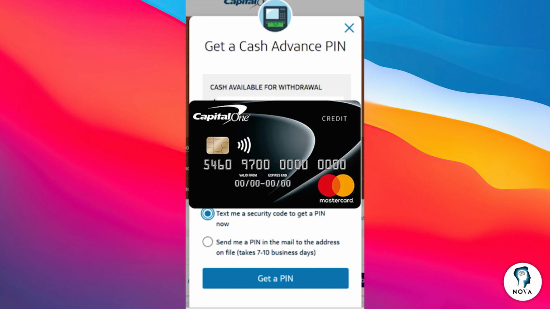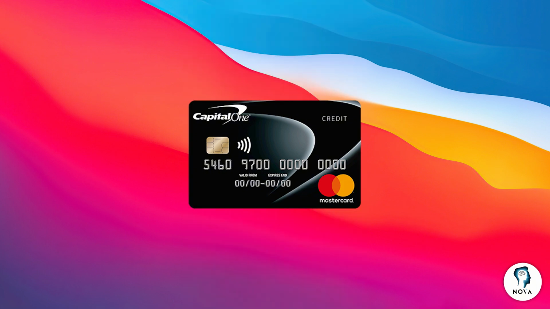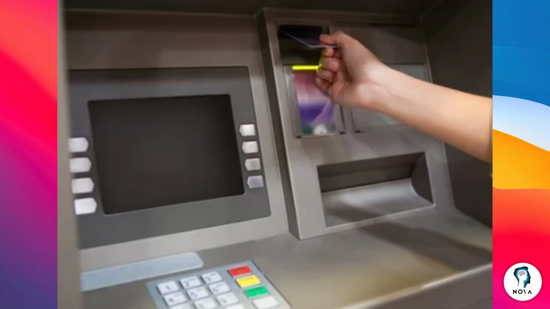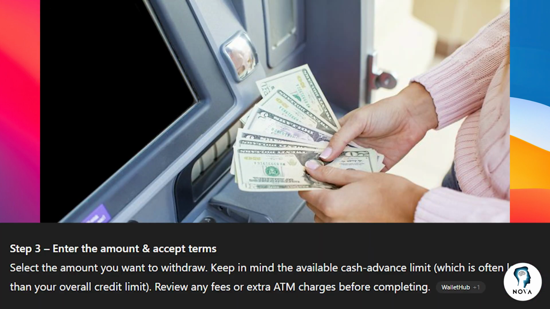Now, you can use your credit card at an ATM that accepts Visa or MasterCard, or visit a bank teller. Now, you can insert your card or use the cardless option if supported. Enter your PIN and choose the cash advance option. Now, select the amount you want to withdraw. Now, keep in mind the available cash limit, which is often lower than your overall credit limit. Then, review any fee or extra ATM charges before completing.